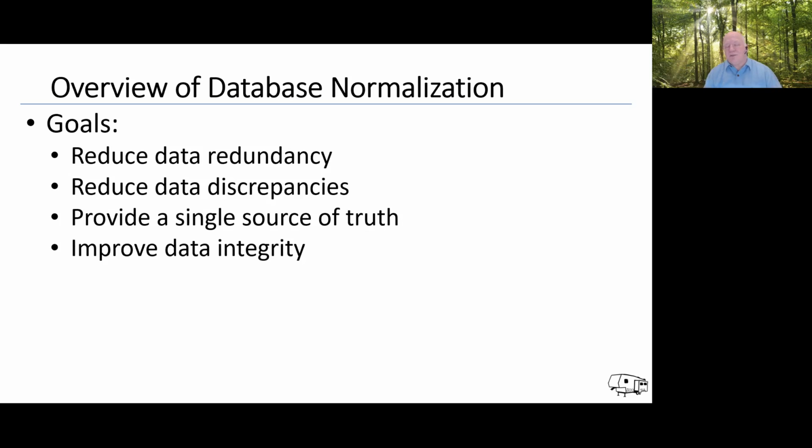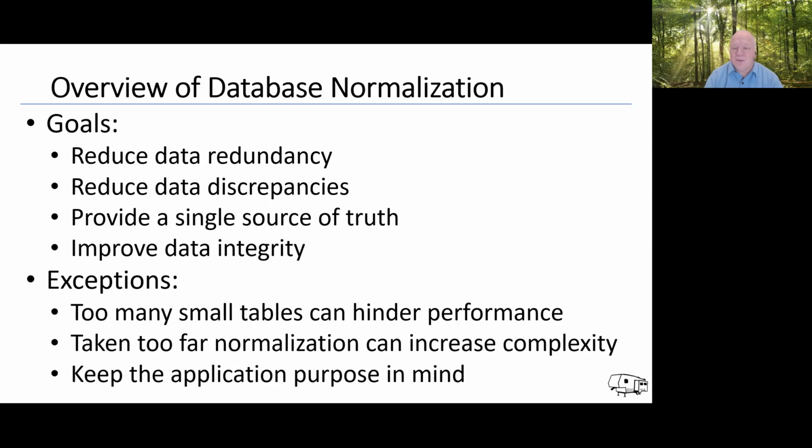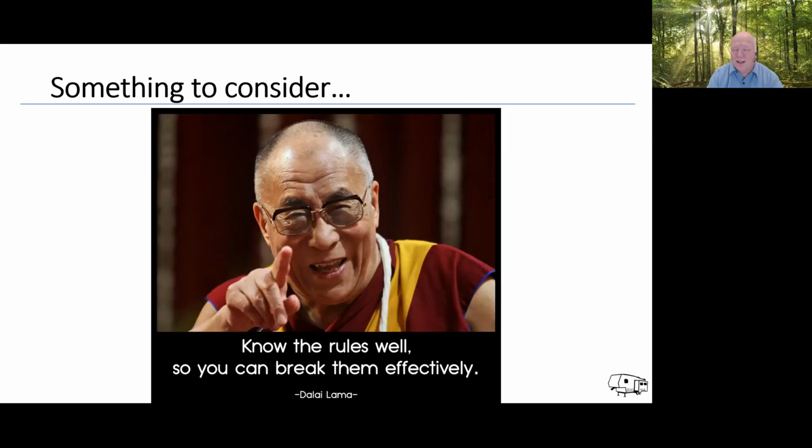Now, again, as with every rule, there are exceptions. And so we want to consider the fact that if you have too many small tables, you can hinder performance. Because if every one of your queries has probably half a dozen or more joins in there just because of these small tables, that can hinder your performance. It can also increase your complexity. And if you increase the complexity too much, then you increase the risk of something going wrong. So you want to keep the application purpose in mind. Or as another way that I've seen before, like the Dalai Lama said, know the rules well so you can break them effectively.